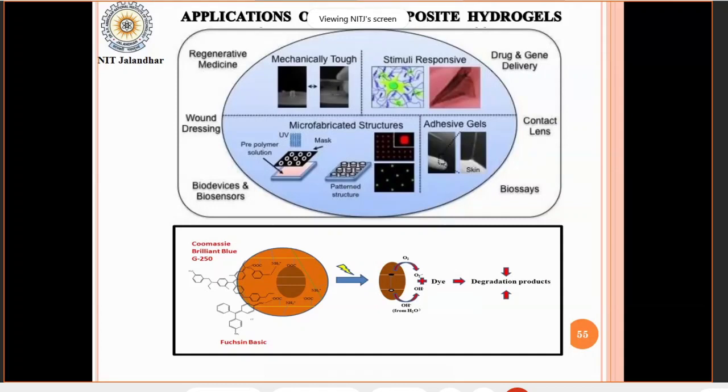So, such nanocomposite hydrogels are of great importance in different fields, as I've shown in the slides here. So, including the degradation of different types of dyes.